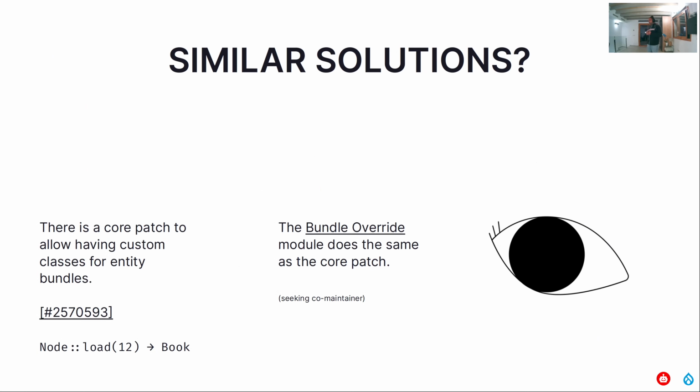So this concept is not unique, and there is even a core patch that is aiming towards having, when you do node load 12, now you always get the node class, right? And that is independently of the type of the node. With this patch, and it really looks like it's going to land, you will be able to specify, all right, for the type book, get this class. And when you do node load 12, it will return you an instance of that class.